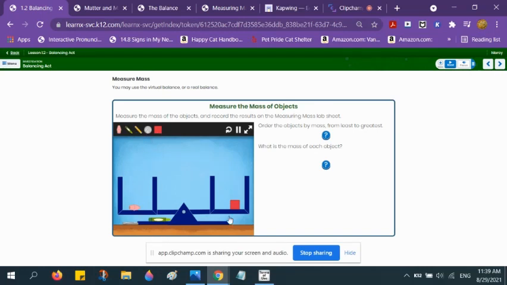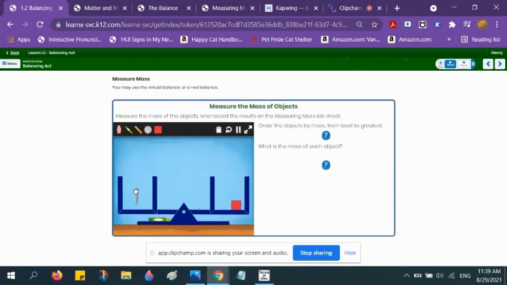No, I think I have everything. Okay. Now, the next thing we're gonna try. So, looks like the eraser and the cube are the same mass. So, yeah, they can be put together. Now let's take the eraser away.